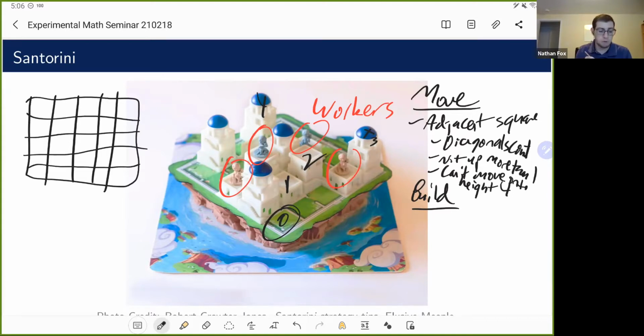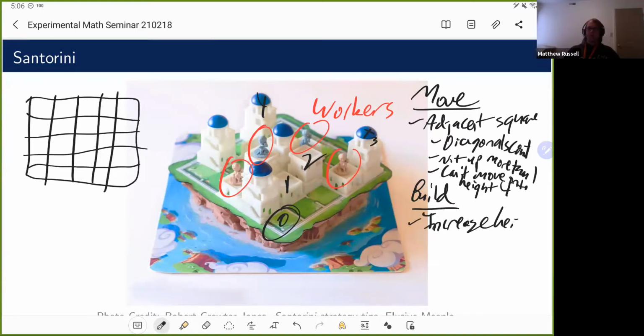And you also would build on any adjacent square that does not already have height 4. So you increase the height of any adjacent square that's not of height 4, adjacent to where you just moved. So you build after you move, and you have to build with the same worker you moved. So increase the height of an adjacent square.